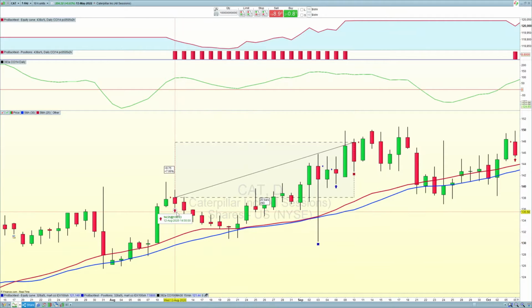So again, our rules for the entry: when the CCI 14 breaks above the zero, which it has here, this is the CCI commodity channel index 14 period, breaks above the zero, we enter the trade. That's where it's entered the trade there. And we're looking for a 5% minimum gain.